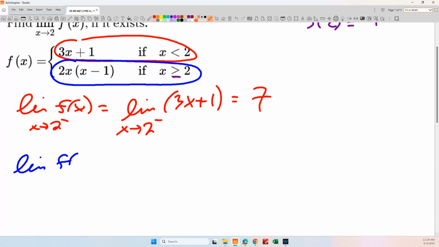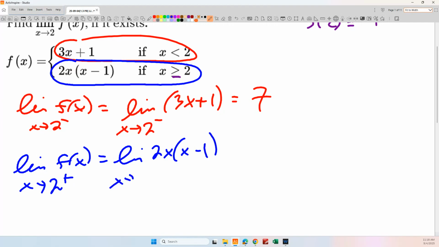The limit of f of x as x approaches 2 from the right is the limit of what expression? 2x times the quantity x. And what's that equal to? 4. So, does the limit exist? No, doesn't exist, right? Because the two one-sided limits don't agree.